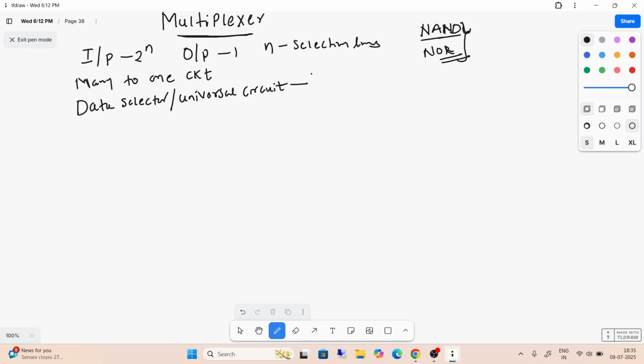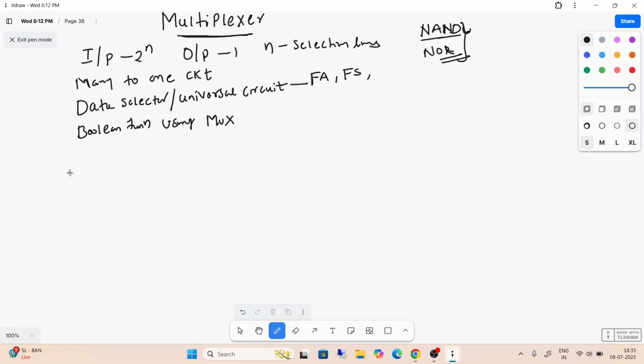That means we can implement a full adder, or a full subtractor, or a comparator. Any combinational circuit we can implement by using a multiplexer. Or we can implement a Boolean equation also. We can implement any Boolean function using this MUX. That's why we call it a universal circuit.